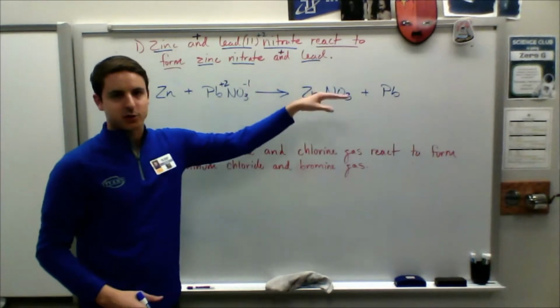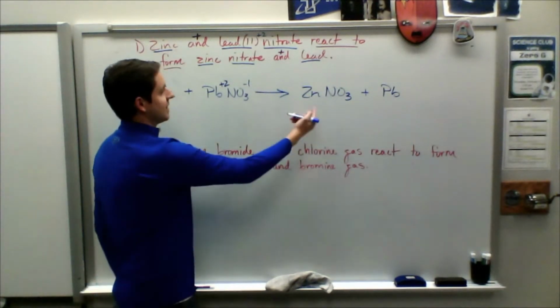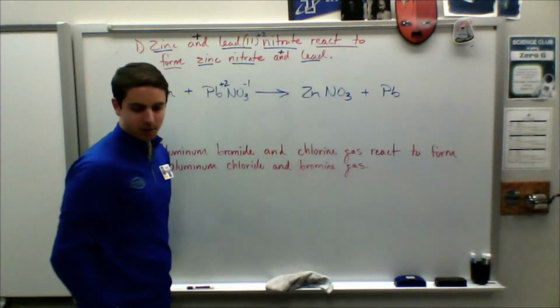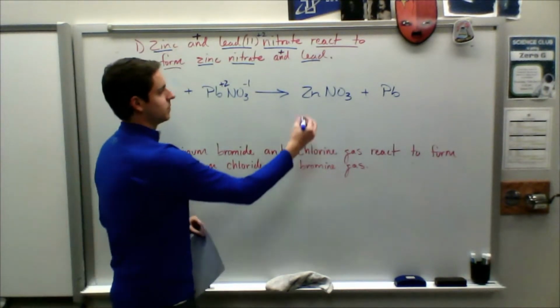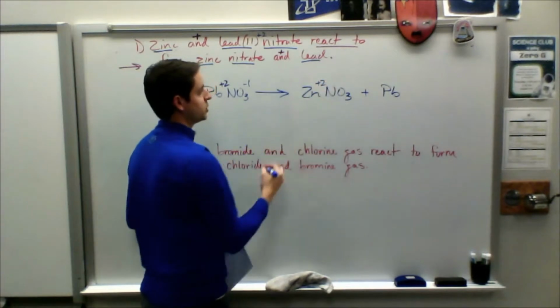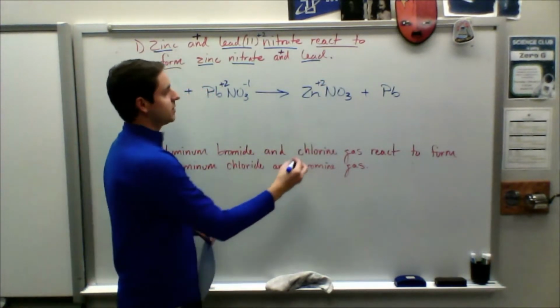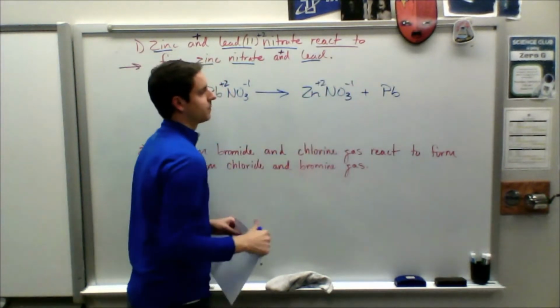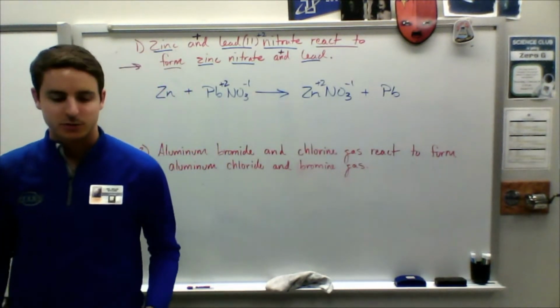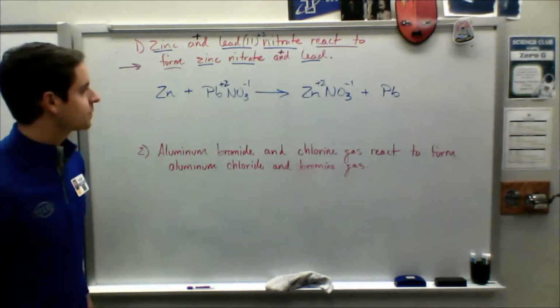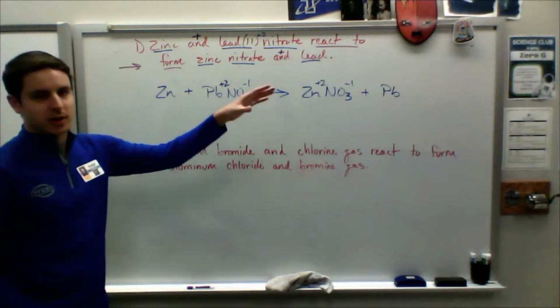So move over. I'll put in all the charges first, then I'll crisscross later. This zinc on this problem is actually going to be a +2. I'll look at my sheet here. And then nitrate, like always, is a -1. Here's our lead. This is going to be alone by itself in its elemental form, no charge at all. Now go through and you crisscross.